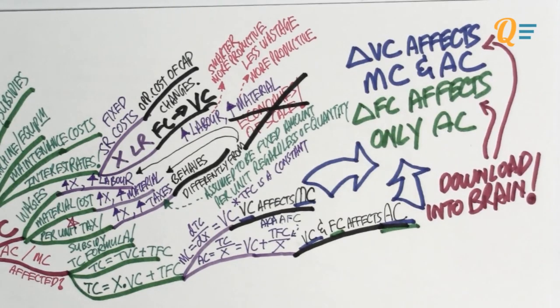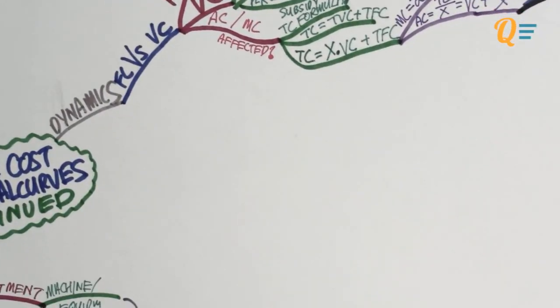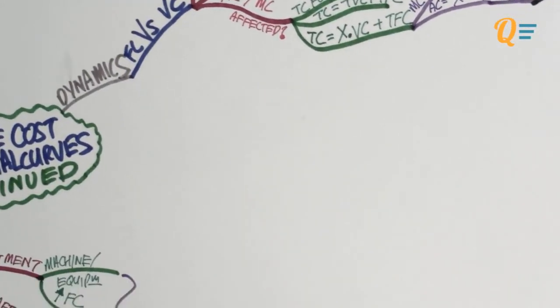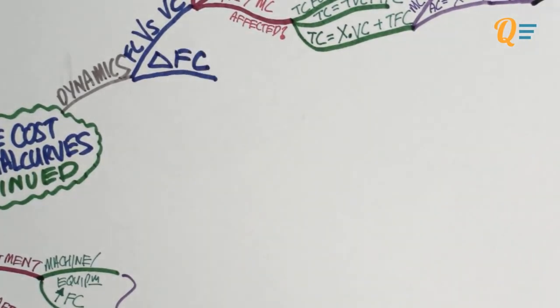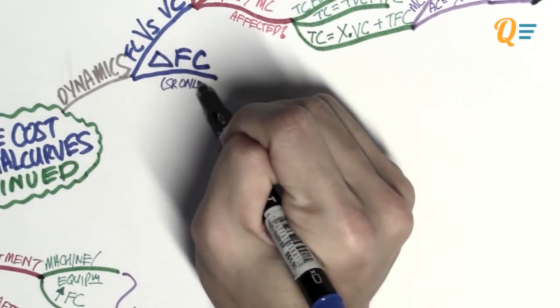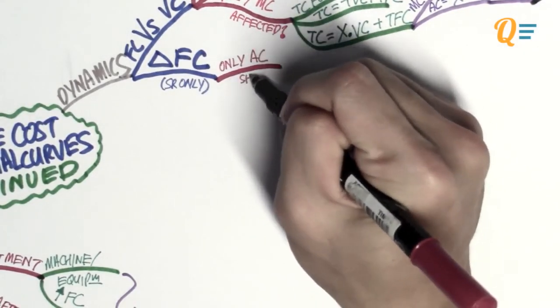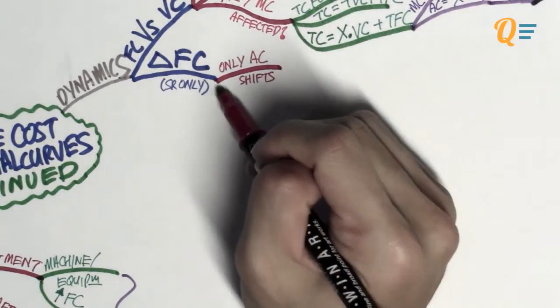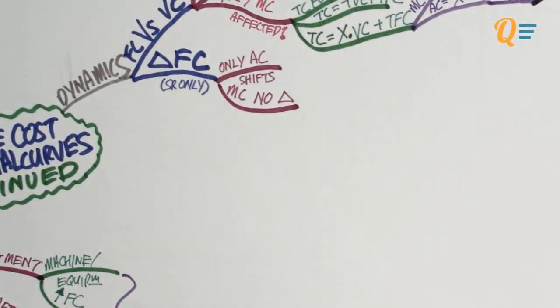Now, in order to download this into your brain, you're going to need to remember and understand how I arrived at this conclusion. So rewind the video if you need to understand how I got to the conclusion, and this will really help you to download this into your brain. Now, let's talk about a change in fixed cost, which obviously only happens in the short run because costs are only fixed in the short run. So we know that only your average cost curve is going to move, and your MC doesn't change.